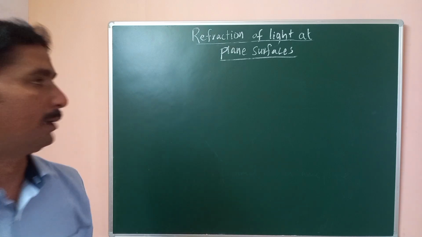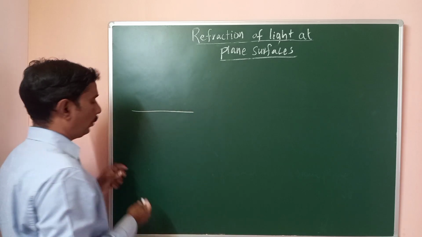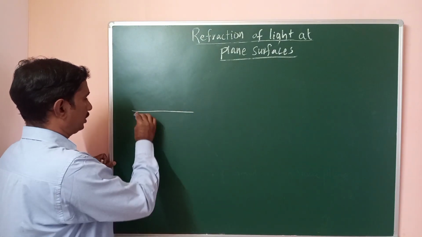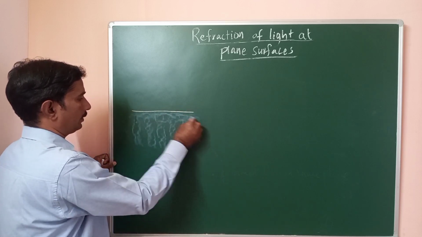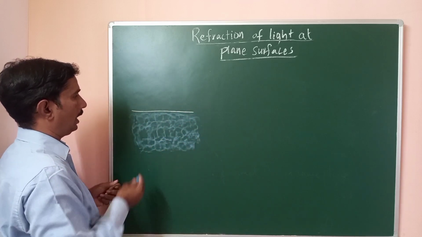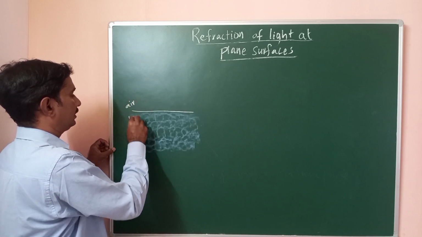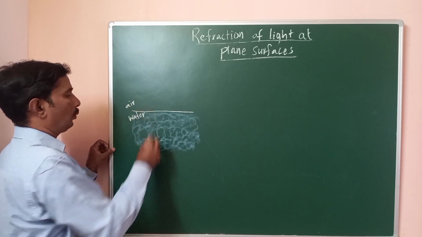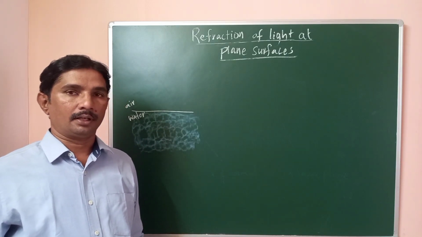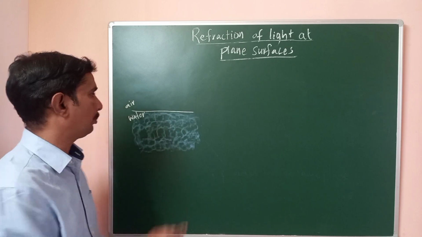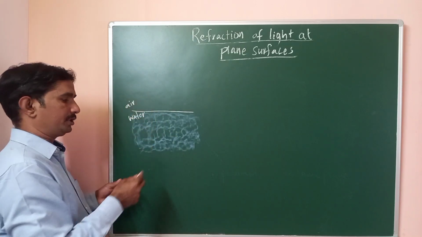Refraction of light at plane surfaces. This is a plane surface where the lower portion is water and the upper portion is air. This is air, this is water. We are to be reminded that water is a liquid where molecules are quite close compared to air. Air has molecules which are quite far from each other.